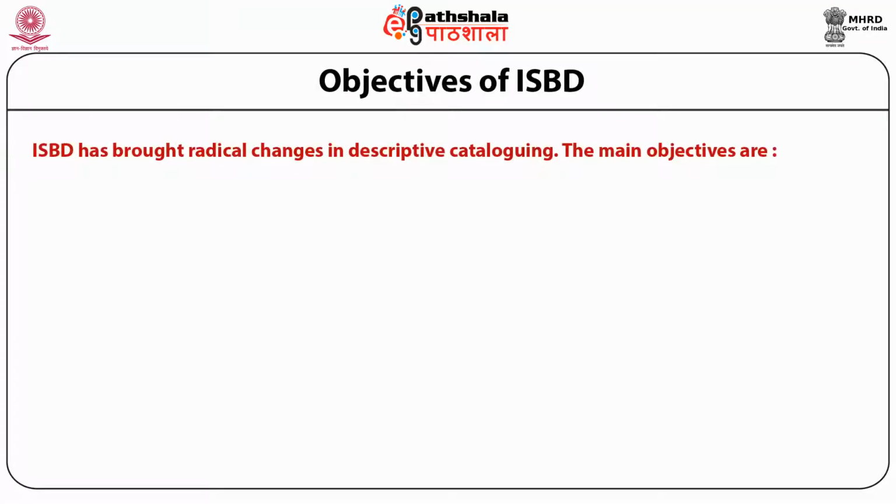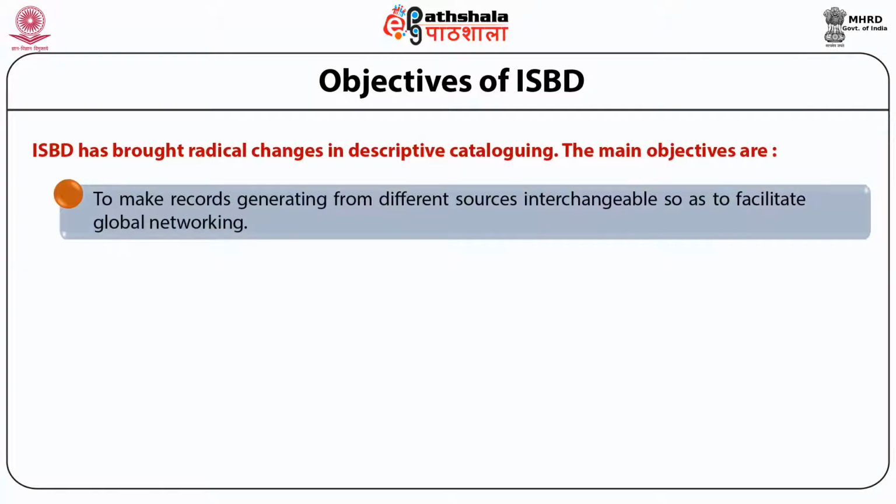Now, let us discuss what are the important objectives of ISBD. What are the benefits of ISBD? First is to make records generated from different sources interchangeable, so as to facilitate global networking. Because you cannot go to the USA Library of Congress to bring a document. By sitting in Delhi, can you go to bring your required document from the Library of Congress USA? No. So through networking, through international library loan, you can have the scope for interchange of the documents.